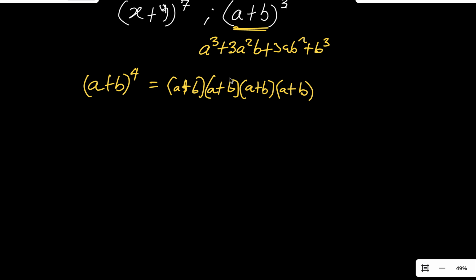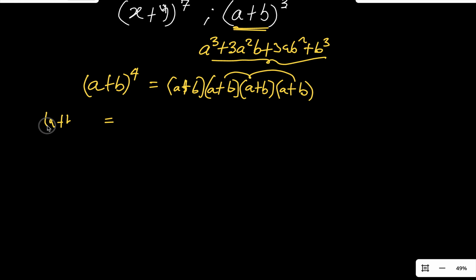What I want you to notice is that (a + b) times (a + b) times (a + b) is the same thing as (a + b) raised to the power of 3. That means these three things will give you this particular answer. So if I want to expand and make it quick for me, I will just say (a + b) to the power of 4.